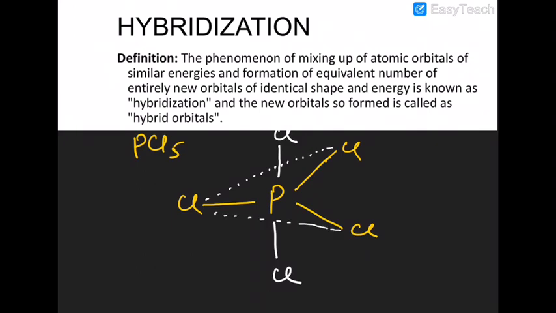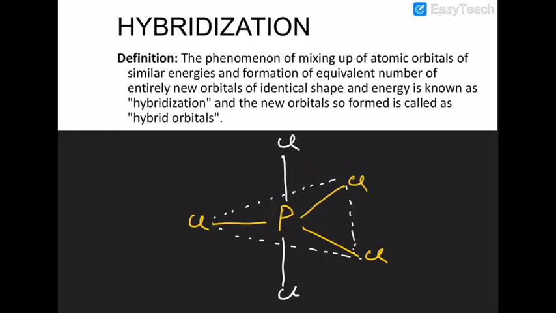So the geometry is called trigonal bipyramidal. It is called trigonal because, if you look below, the base is a triangular base. In case of PCl5, the base is a triangular base. So how is the bipyramidal forming?